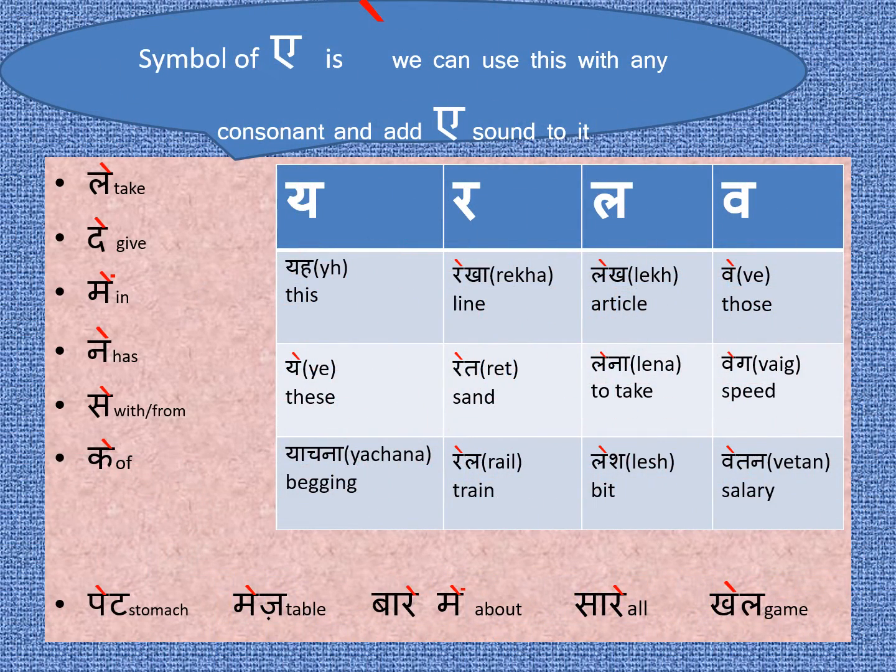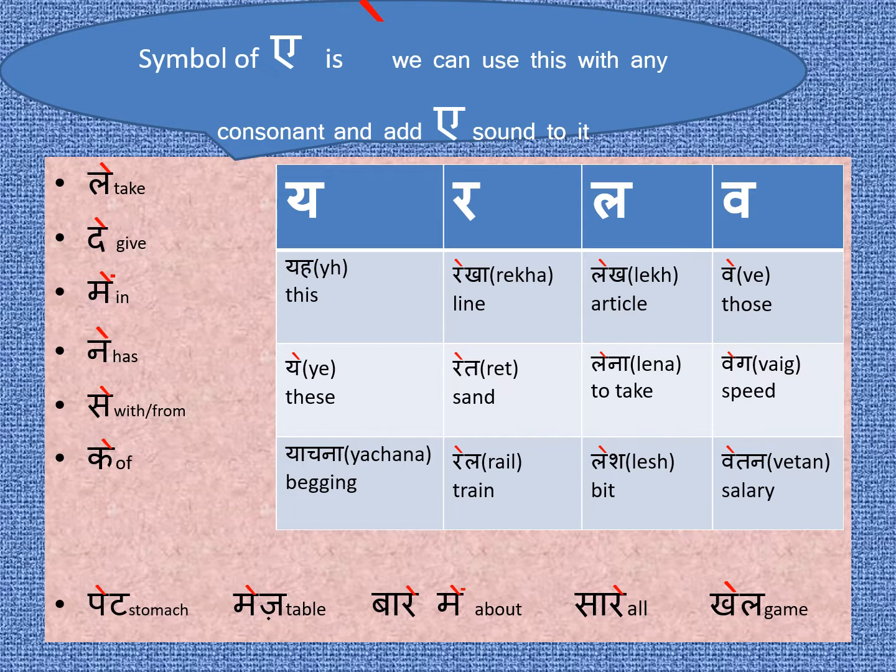So vowel A, here you can see, is used as a symbol above the consonant. The symbol in red you can see, and whenever we add this A symbol with any consonant, the sound of A is added to it. A की मात्रा शिरोरेखा के ऊपर इस्तेमाल होती है, जैसे कि आप नीचे लिखे शब्दों में देख सकते हैं.